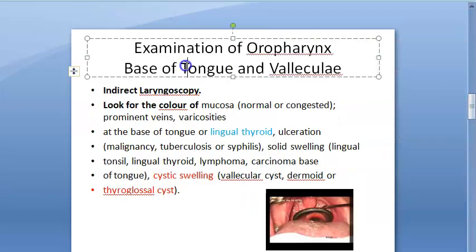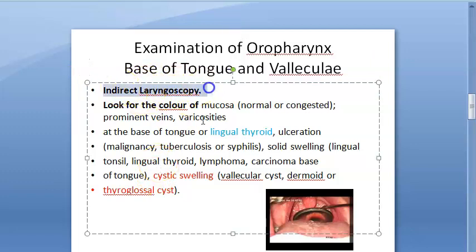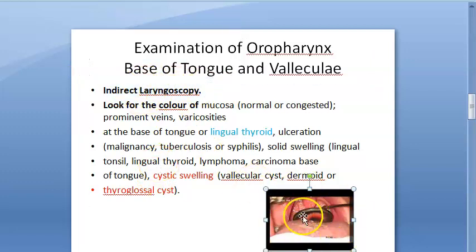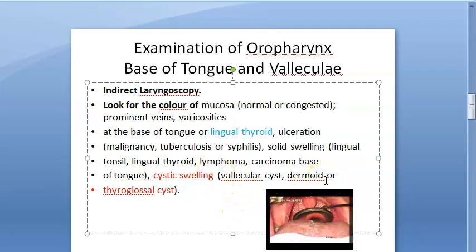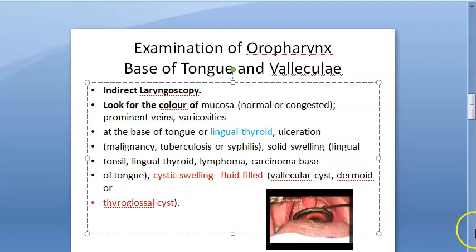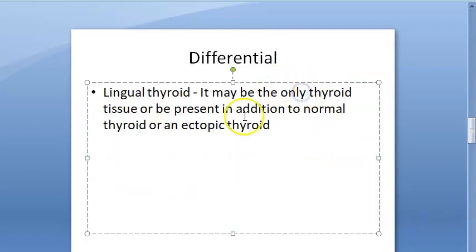Then how will you do examination? We already told you, CT MRI of neck. Then indirect laryngoscopy also, when you do, you can try to see any cystic swelling, right? Which can be a vesicular cyst, dermoid cyst, or the thyroglossal cyst. This will be fluid filled, right? What do you mean by cystic swelling? Fluid filled, that's what it means, right? So what are the differentials, guys?